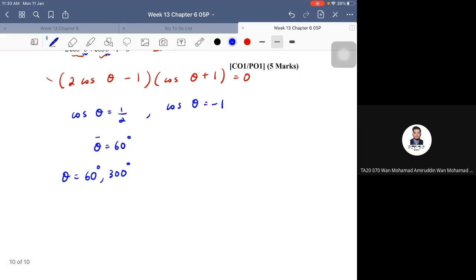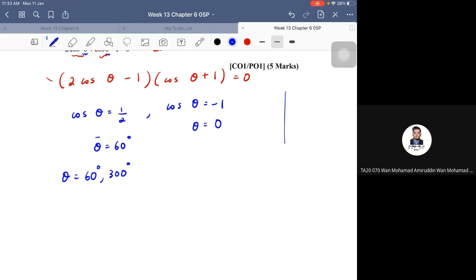Okay, sama juga dengan belah sini. So, theta kita ni akan dapat nilai berapa? Kosong. Cos inverse 1 dapat apa? Itulah dia dapat kosong. Okay, dapat nilai kosong.